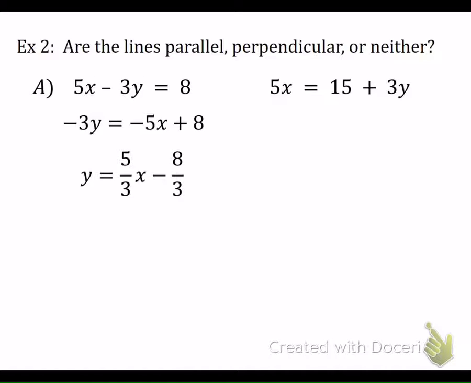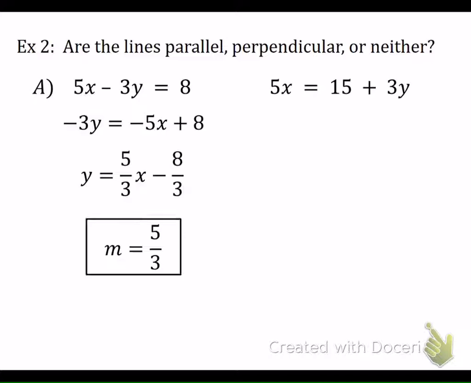Divide everything by a negative 3. So I get y equals, a negative divided by a negative is a positive, so 5/3x. And then 8 divided by negative 3 is negative 8/3. What is the slope of that line? 5/3. Okay, great.